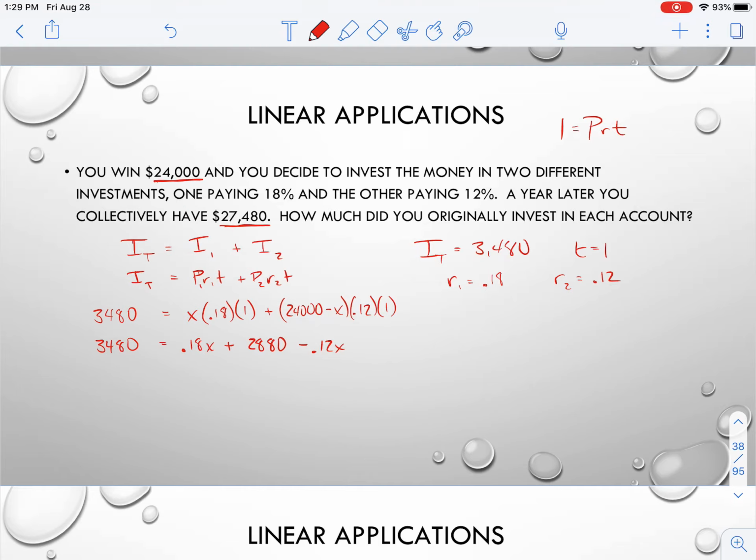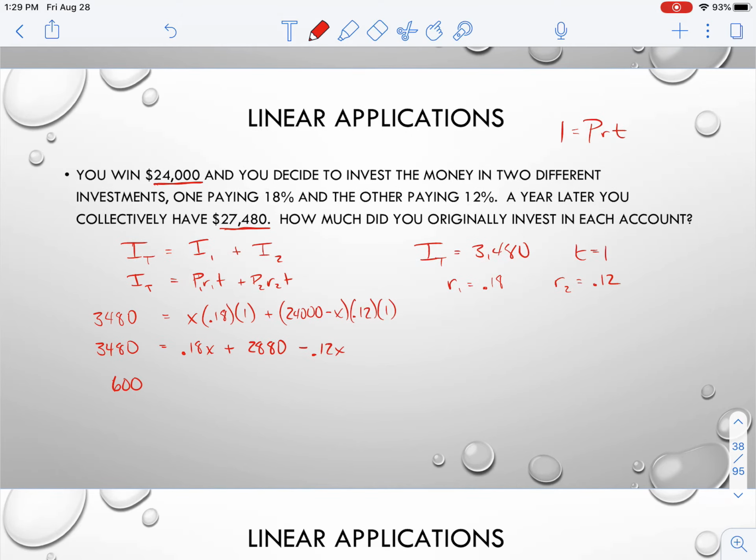I'm going to subtract over the 2880, so 3480 minus 2880, we're going to have 600 equals 0.06x. I want to divide both sides by 0.06, and when I do that, 600 divided by 0.06 is going to give me $10,000. Now X, if I come back up here, X is the amount that I invested into account number 1.